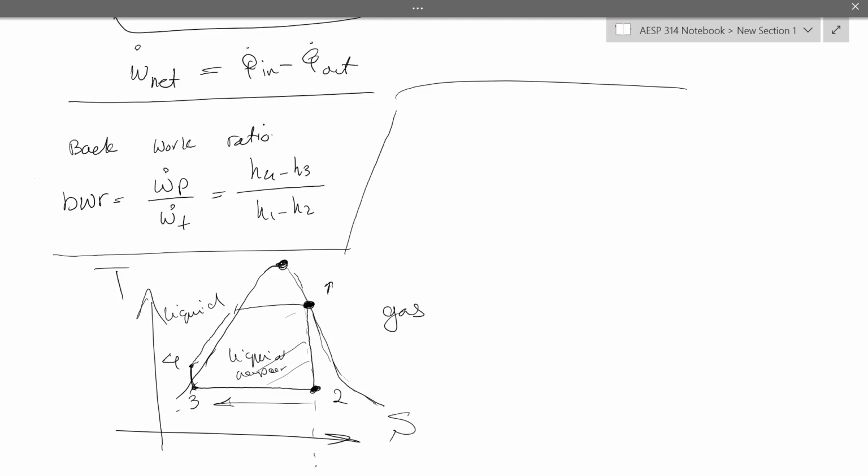Is this clear? Okay. So for a system like this, what is the pressure here? 8 megapascals. For this one here we have 0.008 megapascals.